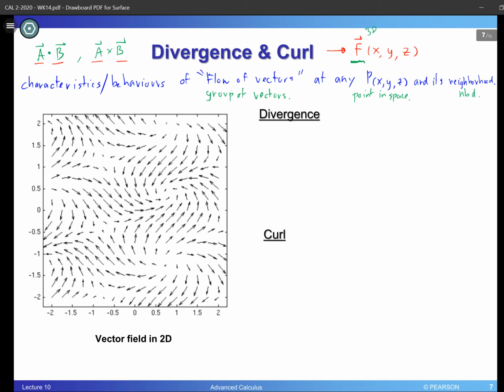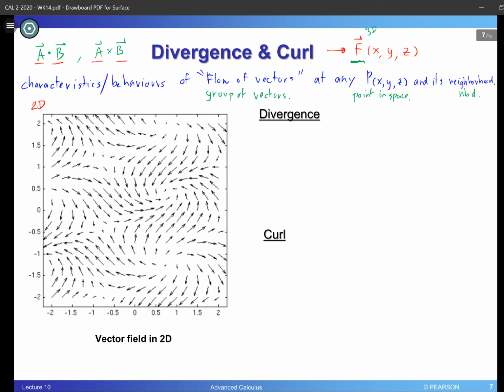Divergence and curl can tell us about this without having to plot them. It's kind of hard to visualize that, right? Imagine that in your head. So let's take a look at some illustrations here. Let's work on this figure on the left hand side. Since this is in 2D, let's put 2D right here.